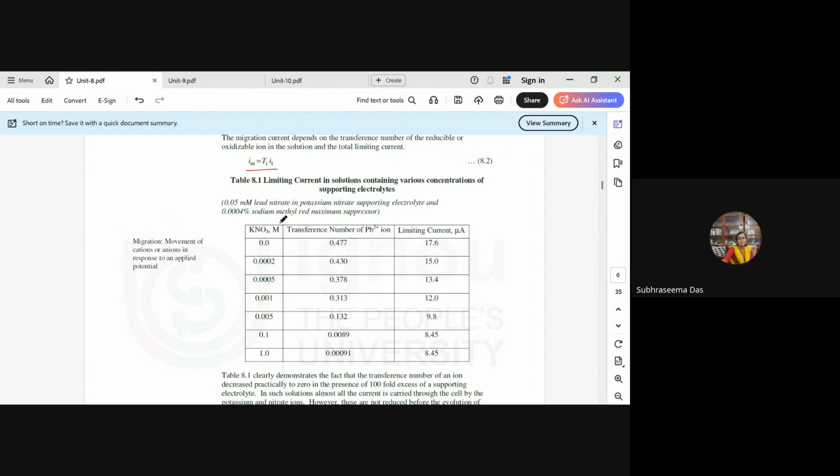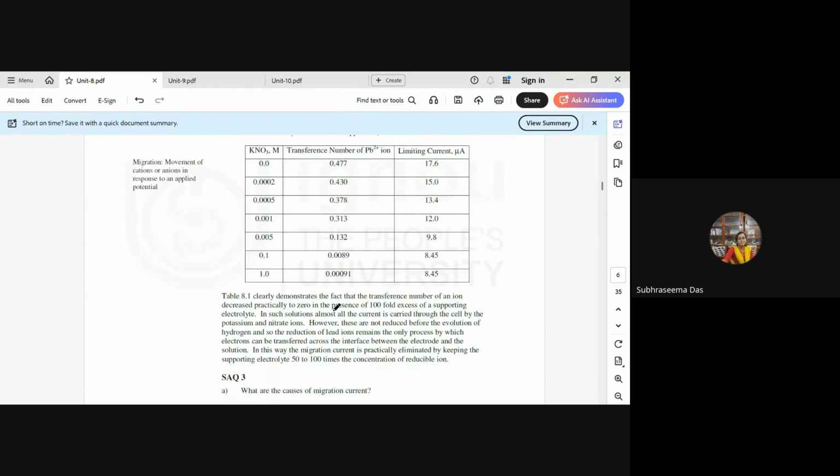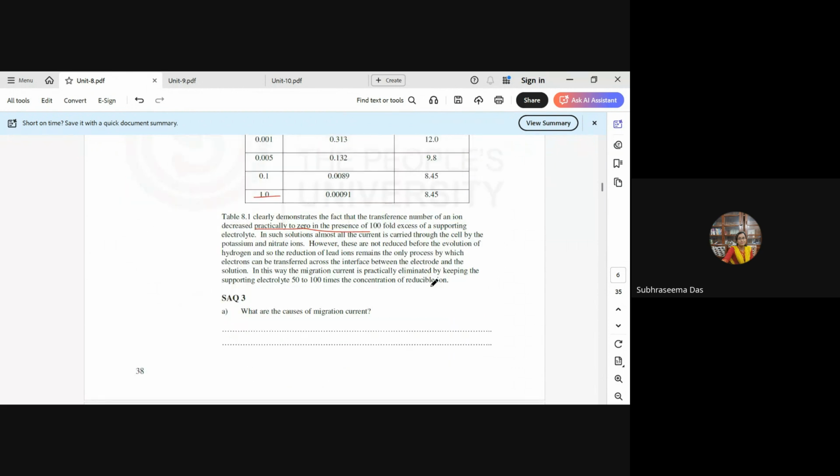So if the concentration of KNO3 is reduced to 1 molar, then the transference number for the lead ions becomes very small, and the limiting current is also reduced to 8.45 microamperes. If we look carefully at Table 8.1, we see that the transference number of the lead ion becomes practically 0 in the presence of 1 molar KNO3 solution. So in such solutions, almost all the current is carried through the cell by the potassium and nitrate ions.